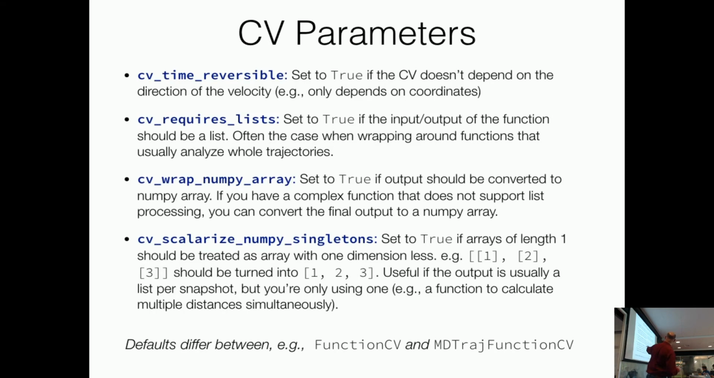So what that means is that the output of that is actually going to be a list of lists where the inner list each has one element in it, like this. Typically, that's not what we want. We actually want to turn that back into a normal list. And so that's what the scalarized NumPy singletons does. And again, because of all of these things, different subclasses of collective variable will have different defaults. And if you're making a new subclass, it's up to you to decide what makes most sense based on what's capable in, say, Bloomed.